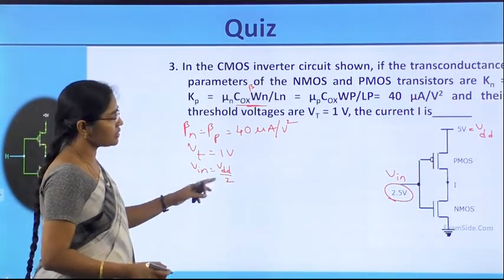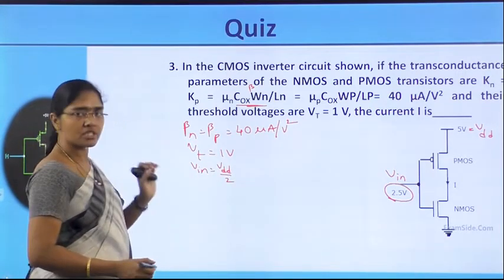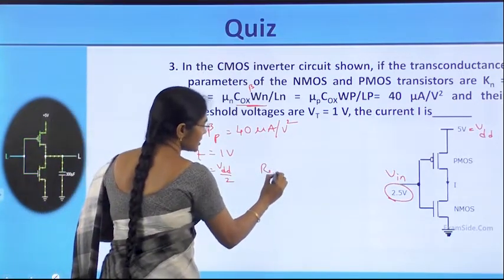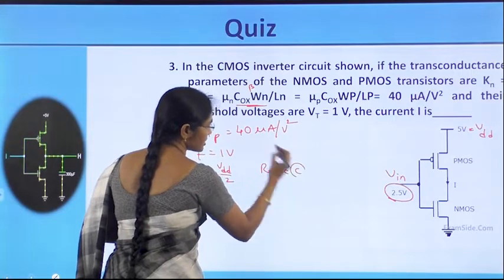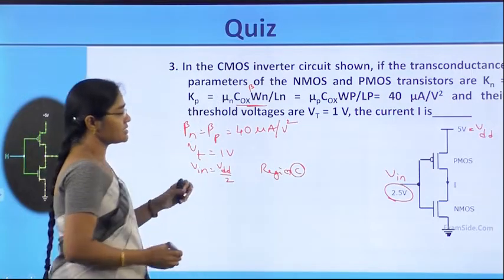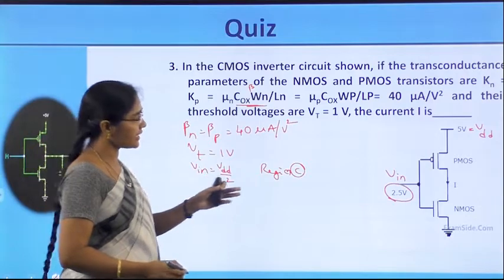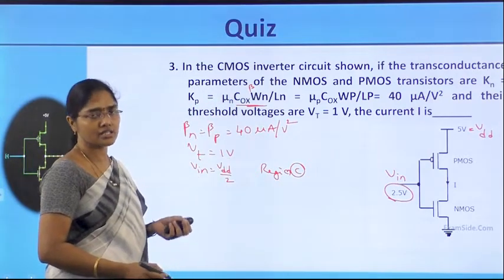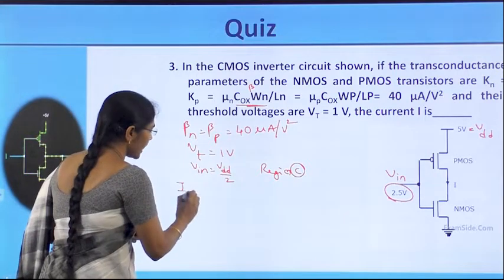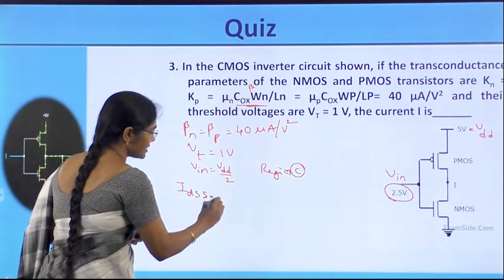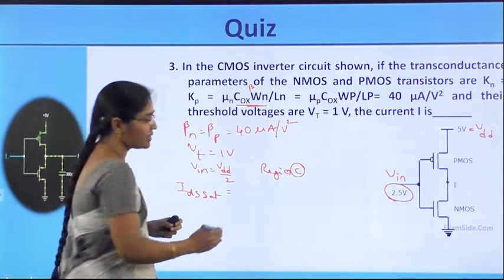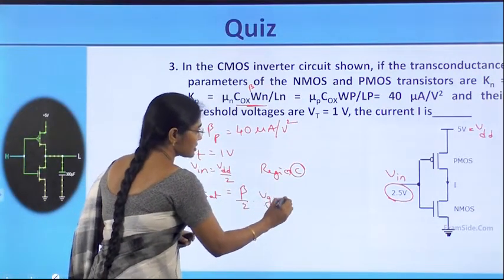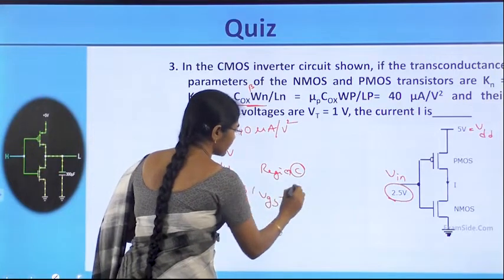So when Vin is equal to VDD by 2, in which region is this CMOS inverter operating? It is operating in region C. So when it is in region C, what is the current of the PMOS and NMOS? It is an equal amount of current and it is a maximum. So IDS sat is the current. What is the formula for that? Beta by 2 into (VGS minus VT) whole square.